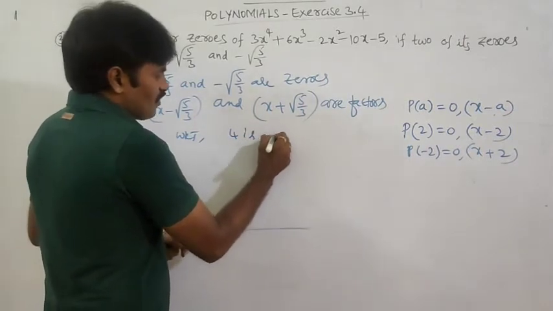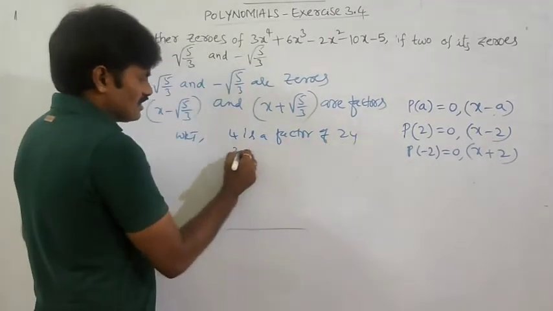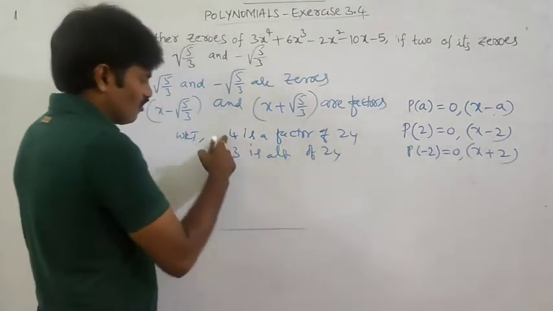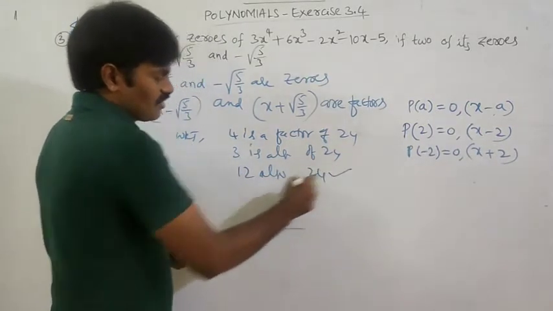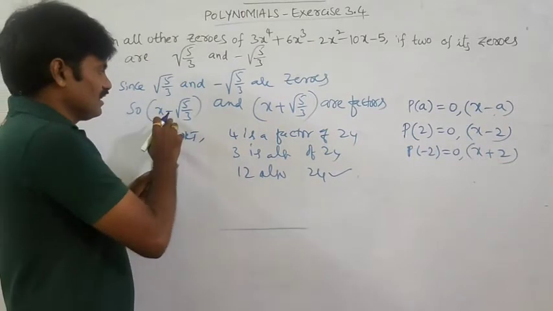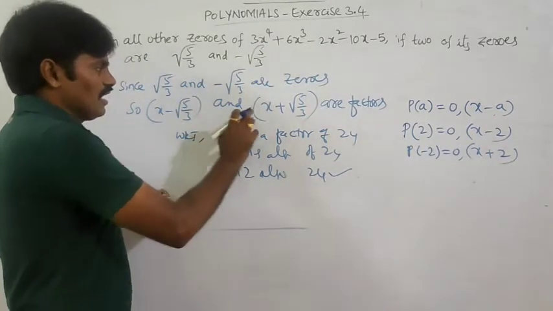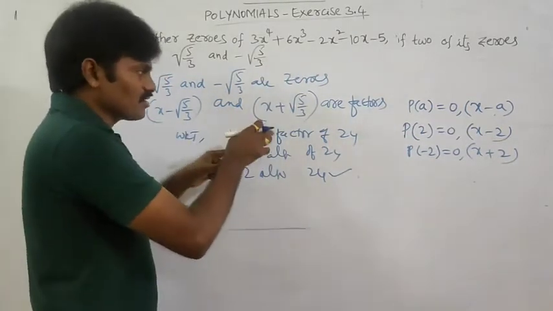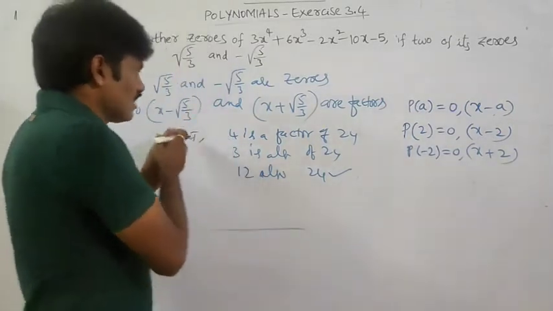We know that 4 is a factor of 24. 3 is also a factor of 24. Then 4 times 3, which is 12, is also a factor of 24. Similarly, x minus square root of 5 by 3 is a factor of the given polynomial, and x plus square root of 5 by 3 is also a factor of the given polynomial. Then their product is also a factor, so it is also a divisor.